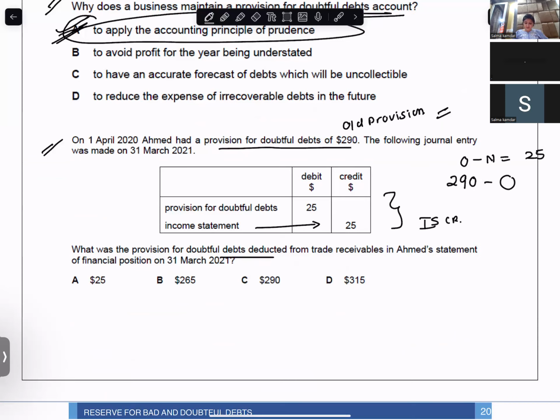What was the provision for doubtful debts that was deducted from trade receivables at the end of the current year? It will be 25. No, you passed the journal entry for old minus new. Yeah, miss, I'm sorry. They want you to find the new provision from the 290. It will be 290 minus 25. So this will be 265. Yes.